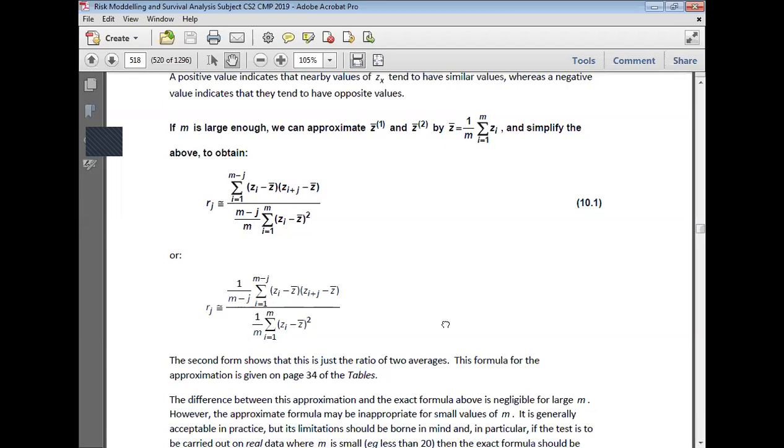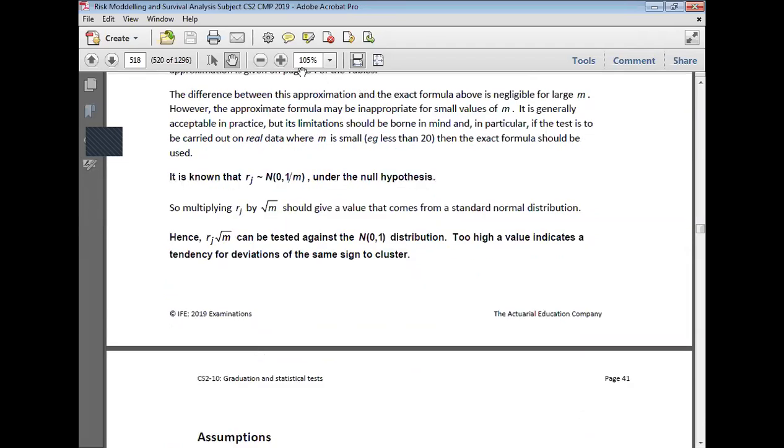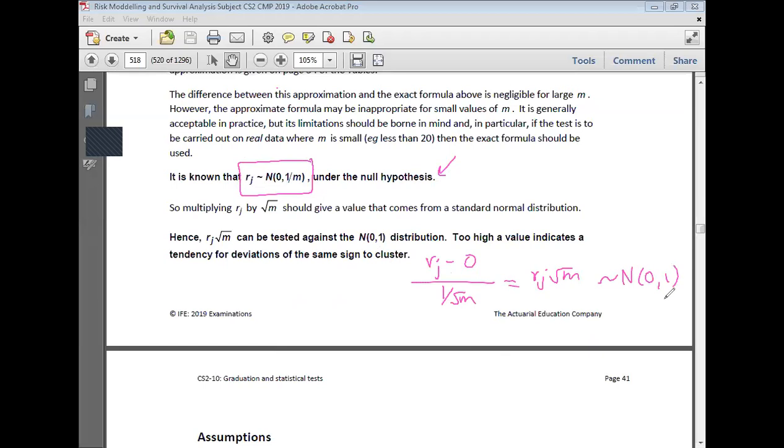Here we do not have the derivation, but we know that my Rj follows a normal distribution with mean 0 and variance 1 upon m asymptotically, under the null hypothesis, where I have assumed that there is no correlation between these two sequences. So now I will standardize this. Rj minus 0 divided by the standard deviation, which is 1 upon square root of m. This gives me that Rj times square root of m follows normal 0, 1. And once I know this, I can test this against the standard normal distribution. That is exactly what I will try to do.